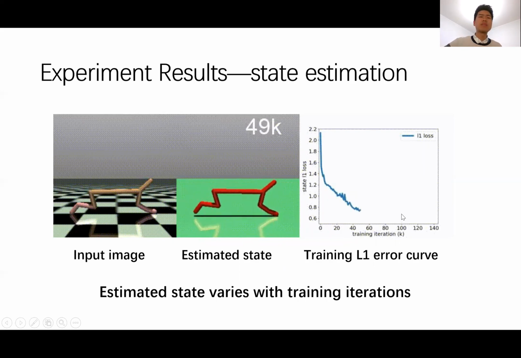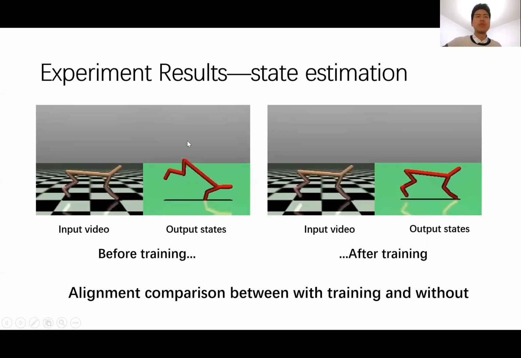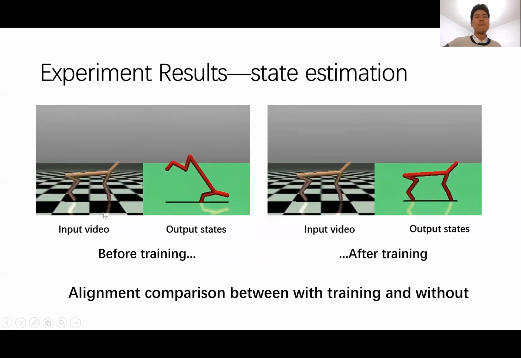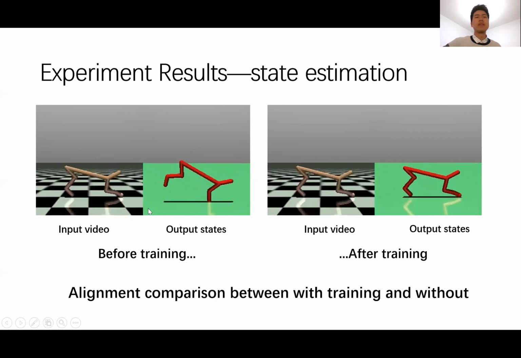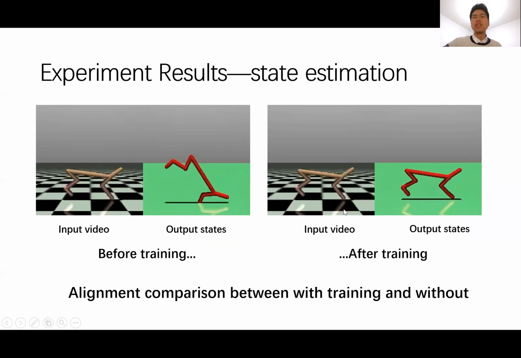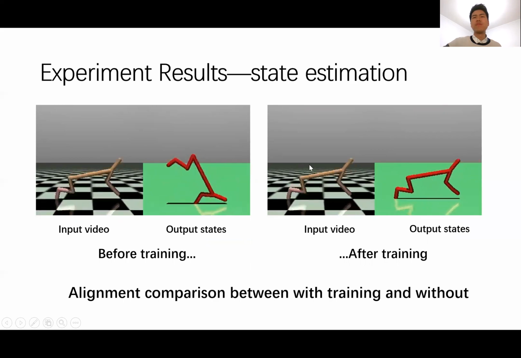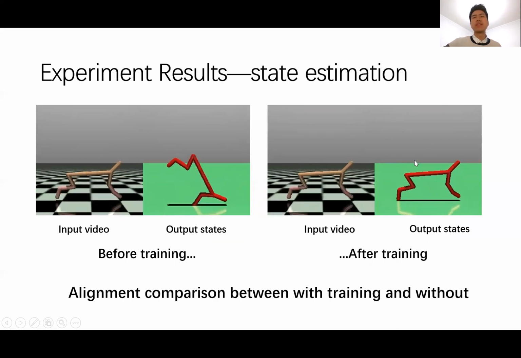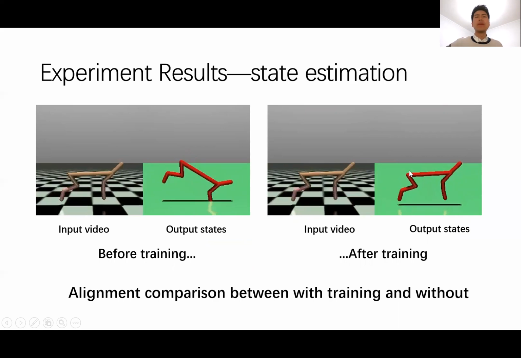This is somehow very amazing because we don't have any real label. We don't have any image state label. We only use the dynamics information, but it can really solve the state estimation problem. Then you can really learn the correspondence between the image modality and the state modality. This slide shows more results. The left one shows before training, the input video and the output state. This one shows that after training, the ground truth and our estimated states are perfectly matched.